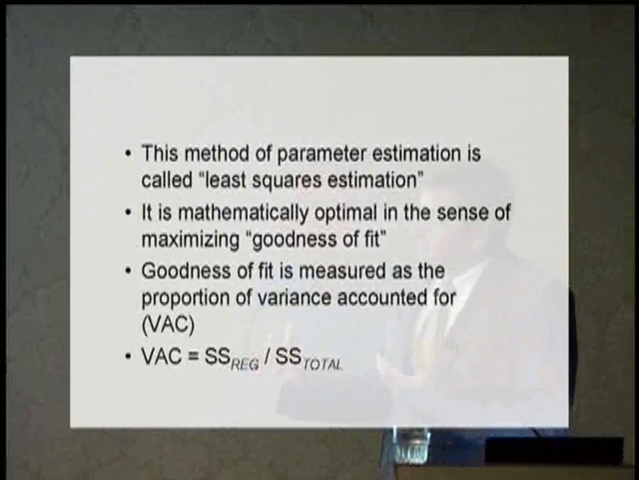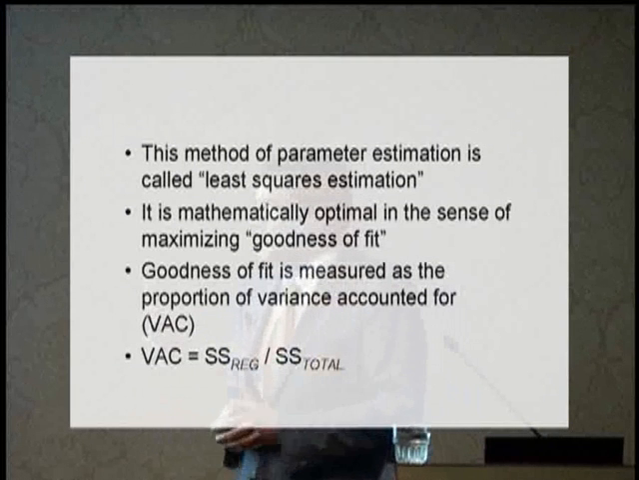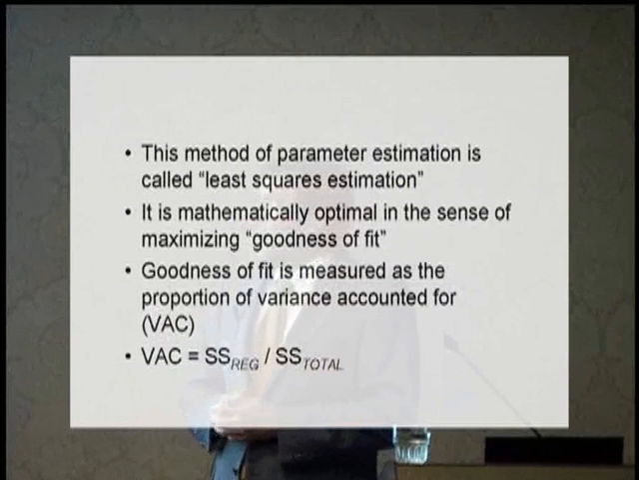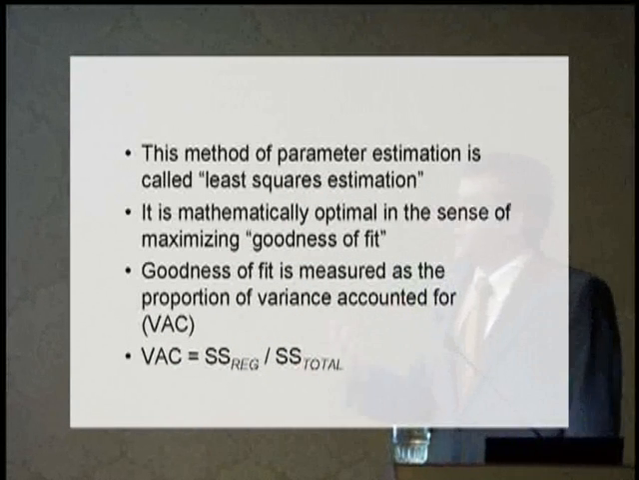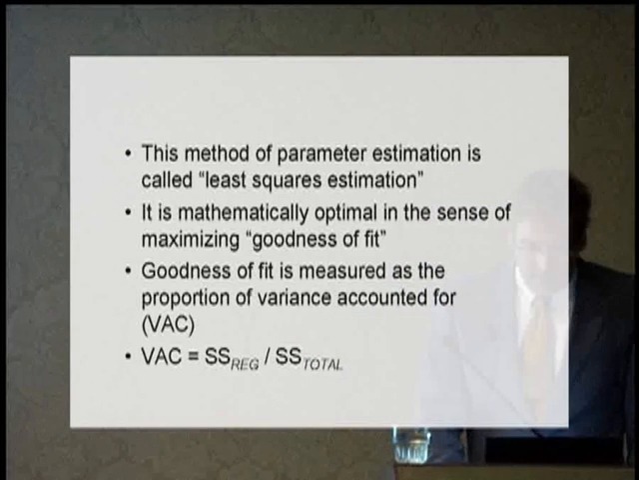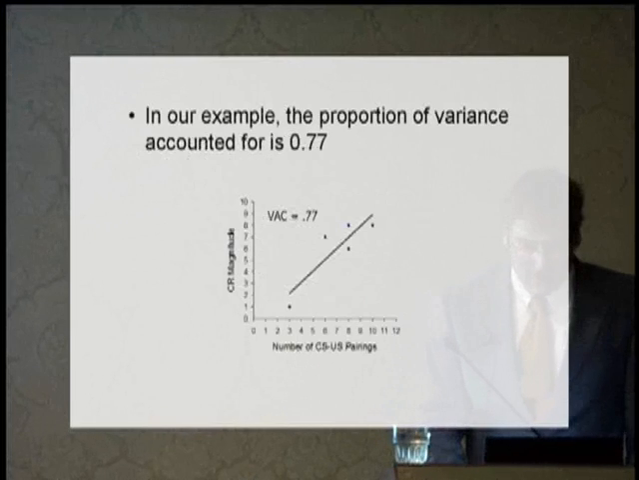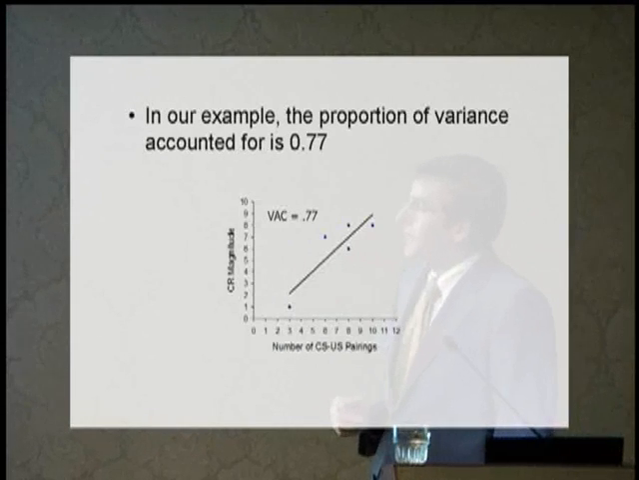And that can vary up to a maximum of 100%. So if all the points fall exactly on the line, then the sum of squared regression is equal to the sum of squared total, and the model accounts for all of the variance in the data, which would mean that the model is perfect. Of course, typically, the variance accounted for is less than perfect. In this example, it turns out that the linear regression accounts for 77% of the variance.